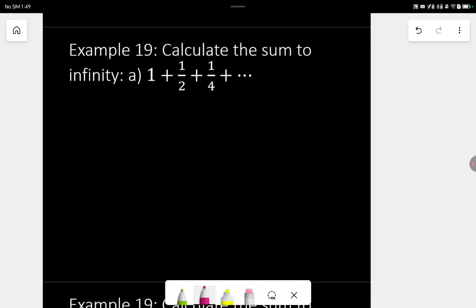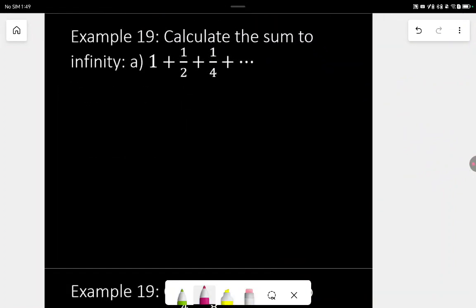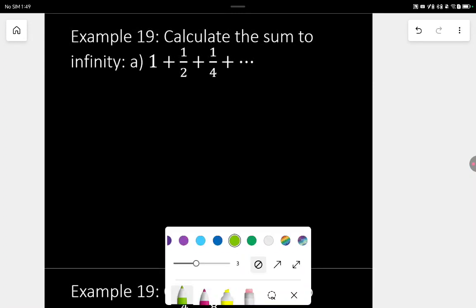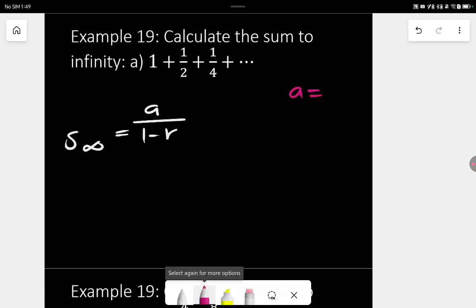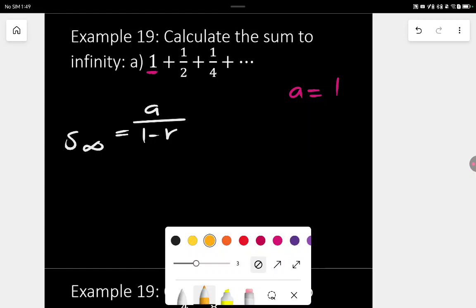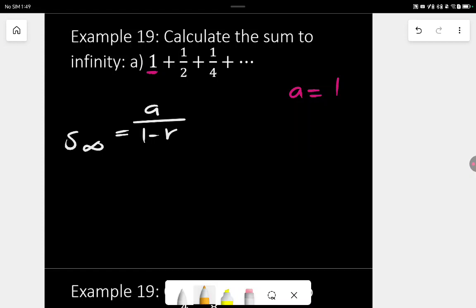Let's just go over example 19. Example 19, I'm going to use the formula that states that the sum to infinity is equal to a divided by 1 minus r. To do this, I need to know what a is. A equals 1. And then I need to know what r is. r is equal to a half divided by 1, so that's going to give me a half.